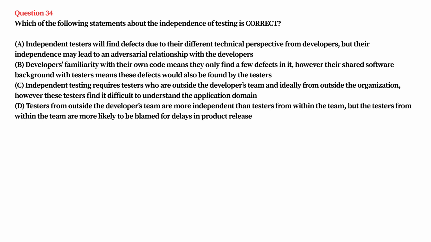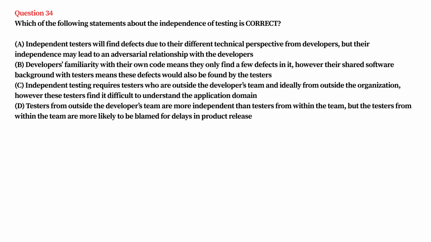Answer B is not correct. A developer's familiarity with the code does not mean that they rarely find defects in it. Instead, this familiarity means they can efficiently find many defects in their own code. And, rather than developers and testers having a shared background, developers having a different background to testers is normally cited as the reason that testers and developers find different kinds of defects.